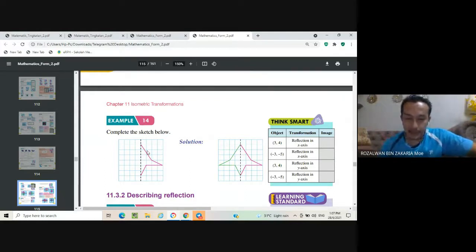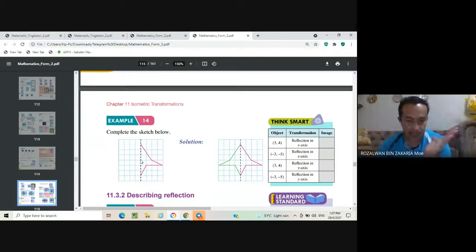So firstly, look at the point here. Now you have to identify where the location for this point is. How to know? Calculate the distance of this point from the axis of symmetry. The distance here is 1, 2, 2 units. Okay, 2 units to the left.